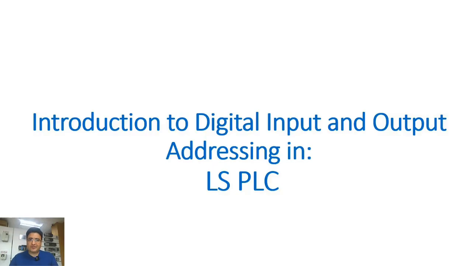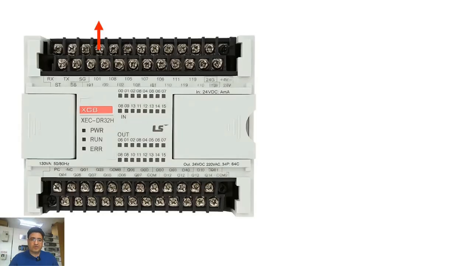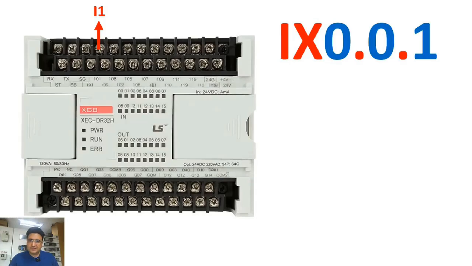In today's tutorial, we are going to learn more about how to address the digital inputs and outputs of a PLC. Well, in the previous lessons, we said that if we want to assign an address to one of the PLC inputs, for example, input number 1, we used %IX0.0.1. We said that the I indicates inputs. The X indicates a bit address.